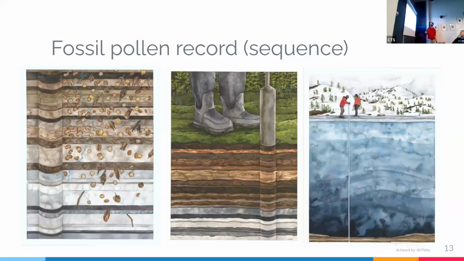So I also included these figures, which I think are beautiful. This is done by Jill Pelto. She's a really talented paleoecologist, but she's also doing these amazing drawings. So this is an example of a visualization of the layers and various things in them. This is a nice figure of how the coring is actually happening with the cylinder.